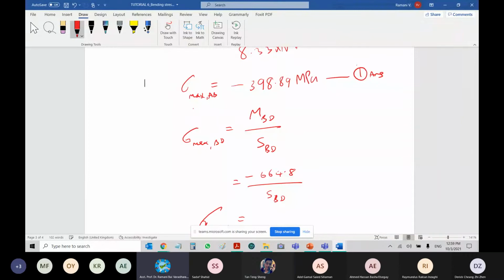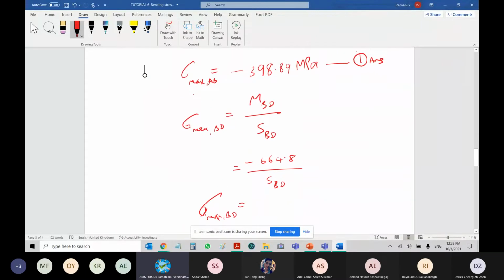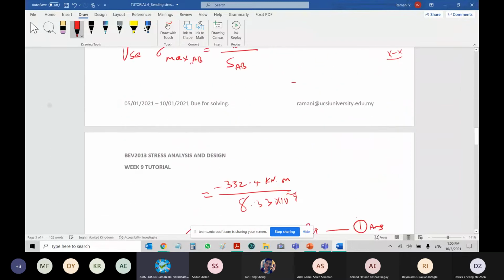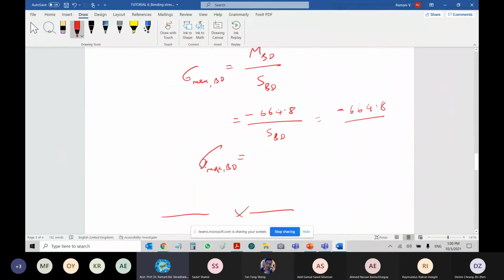Megapascal. Okay, next please. Similarly, you can work for BD. We got the stress, just substitute the stress. This is equal to minus 664.8 divided by my stress value, which is 1.873, right? 1.87 into 10 power minus 3.